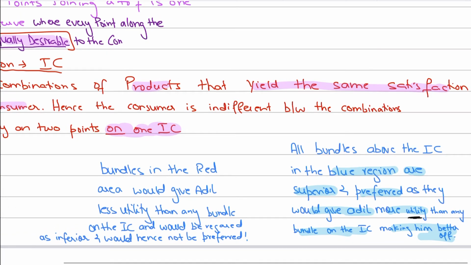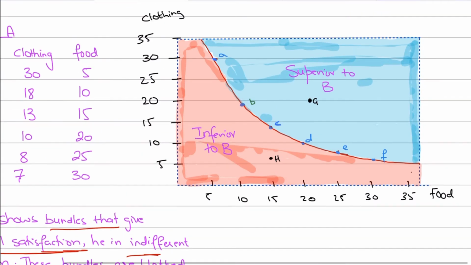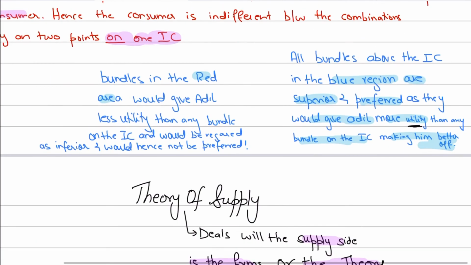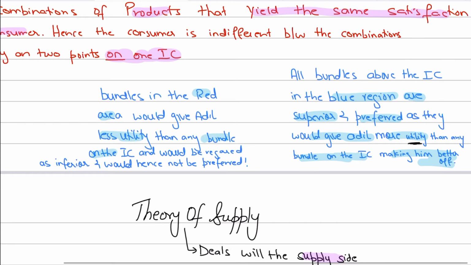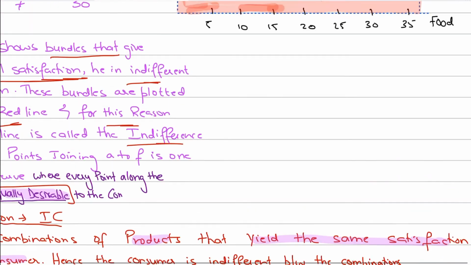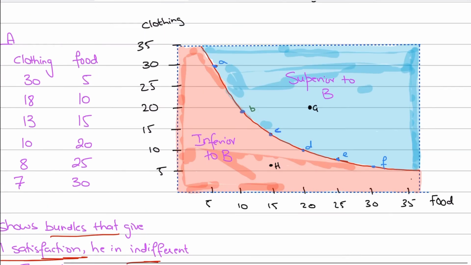And the bundles in the red area, I've drawn it over here. So the bundles in the red area would give Adil less utility than any bundle on the indifference curve, and would definitely be regarded as inferior. Adil would not prefer it, and it would make Adil, or any consumer, worse off. So bundles in the red area are inferior to B or any combination on the indifference curve. It's not only about B, it's about any combination on the indifference curve.